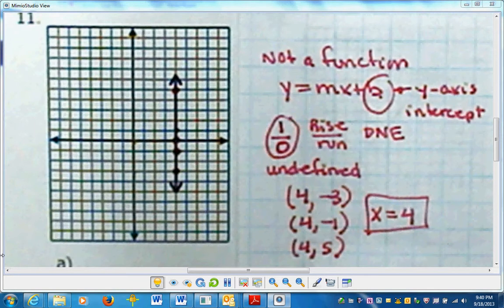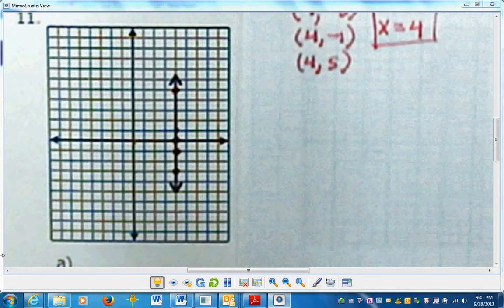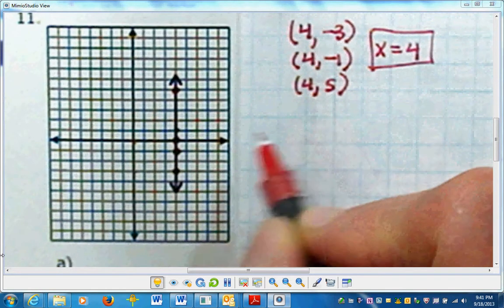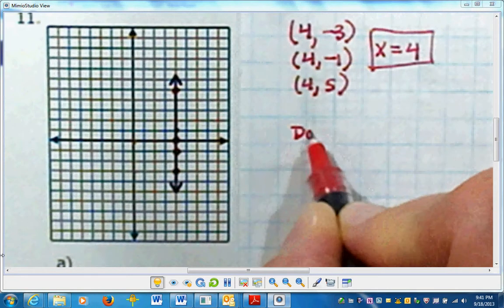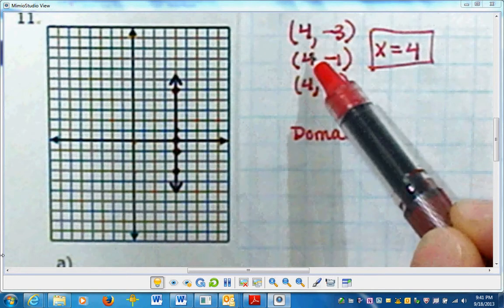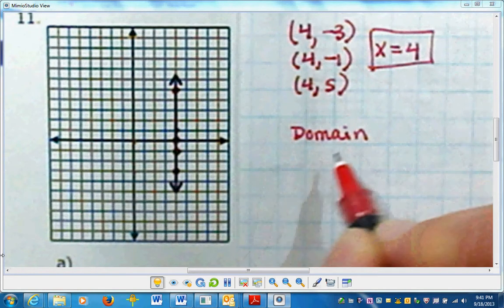Now that we've gone over some basics of how to determine if it's a function and then figuring out the equation of the line, let's go ahead and talk about domain and range. Remember, domain, let me leave these points showing here. Domain are all values of x that create the line. So what is our value of x? Well, we just see that everywhere along here my value of x is 4, isn't it? So that must mean my domain is simply 4.